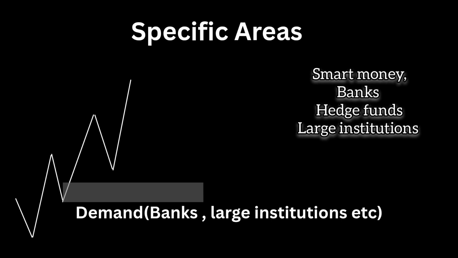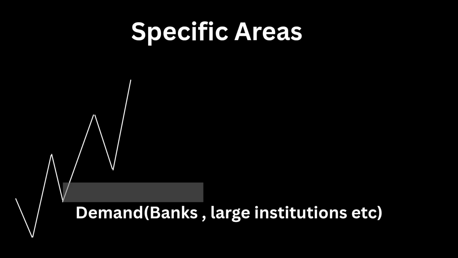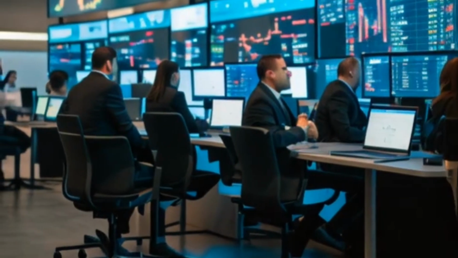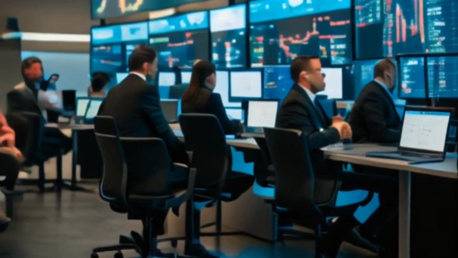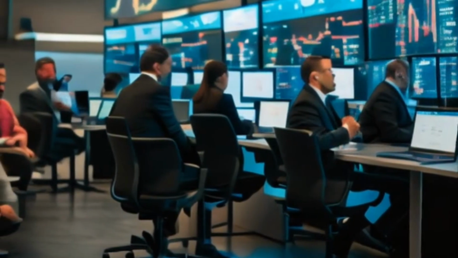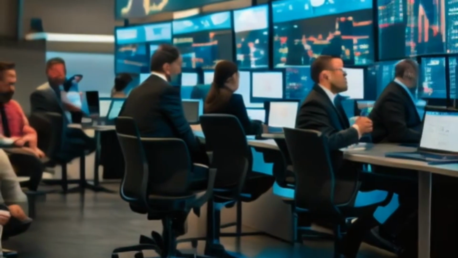Smart money, banks, institutions, hedge funds, they need liquidity to fill their large orders. They can't just enter massive positions without someone on the other side to sell to them. So what do they do? They hunt these pools of liquidity. They push price into these areas, trigger all those stop losses and pending orders, grab the liquidity they need, and then move price in their intended direction.